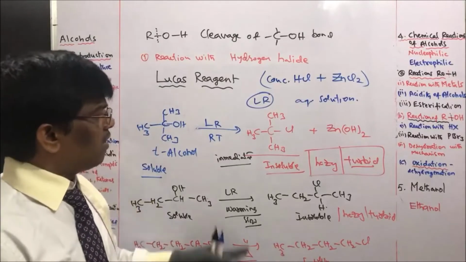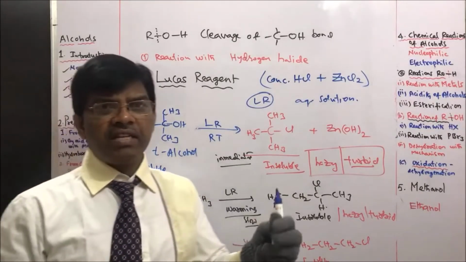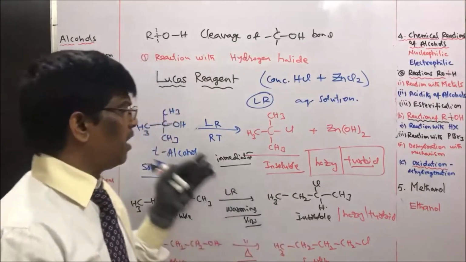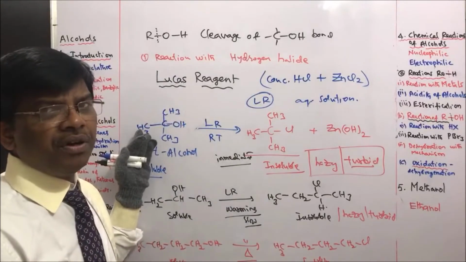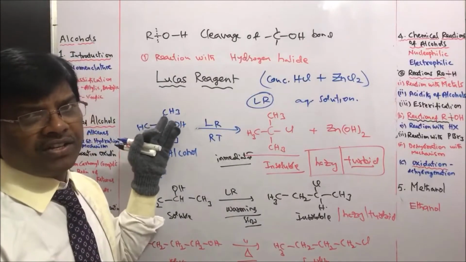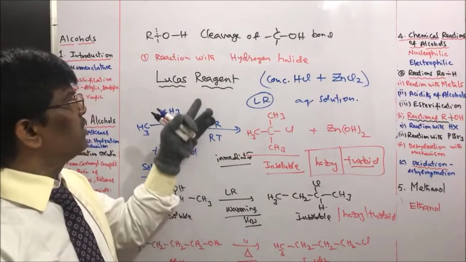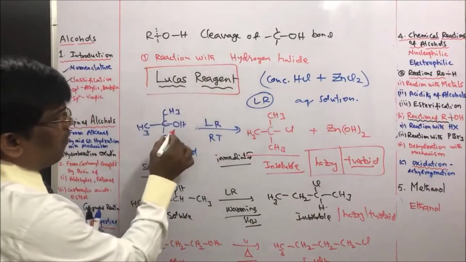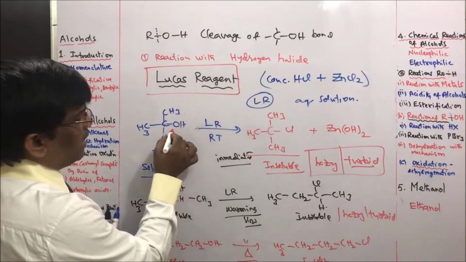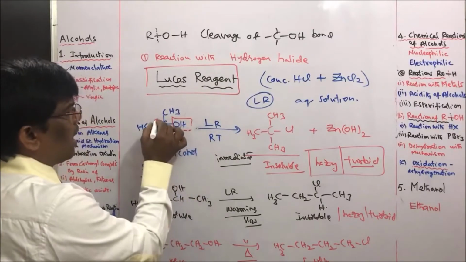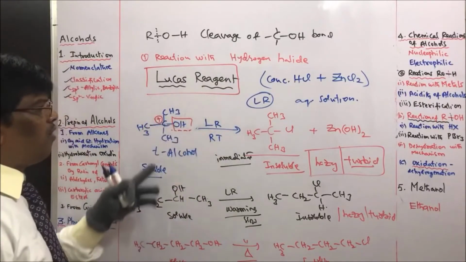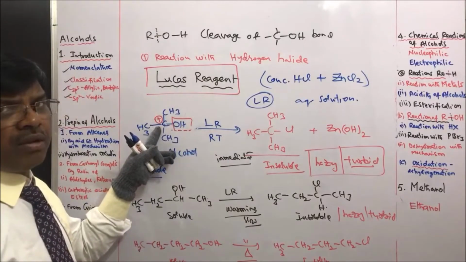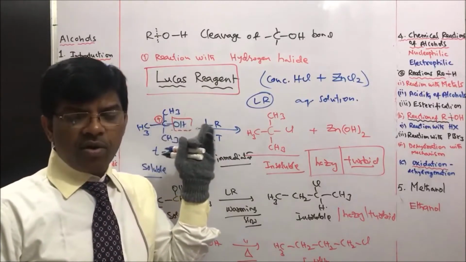So because of this test, you can distinguish in a lab, if an unknown compound is given to you, whether it is a primary, secondary or tertiary alcohol, using the Lucas reagent, right? So why is it forming so easily? It easily loses OH, and the carbocation which is formed as an intermediate is going to be stable, so it easily forms the carbocation.